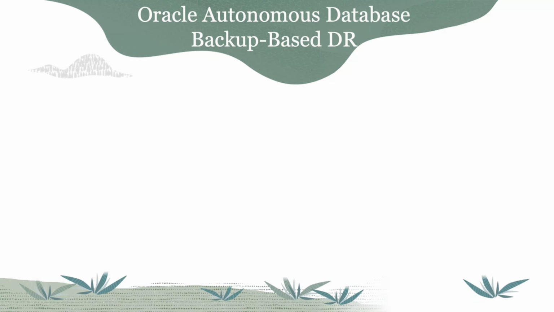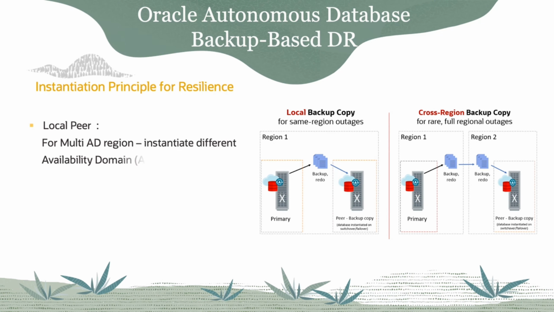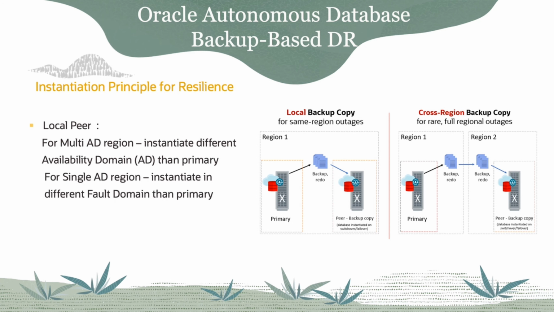Let's now understand how it decides where the instantiation of the autonomous database should happen in a backup-based DR to ensure resiliency. In case of local peer, if your autonomous database is deployed in a multi-AD region, then the instantiation of the peer autonomous database should happen in another availability domain than the one in which your primary autonomous database is provisioned. However, if the region is single AD, then the instantiation of the peer autonomous database should happen in another fault domain than the one in which your primary autonomous database is provisioned. In case of cross region, the peer database will be provisioned in an availability domain of the remote region, which could be a single AD or multi AD region.